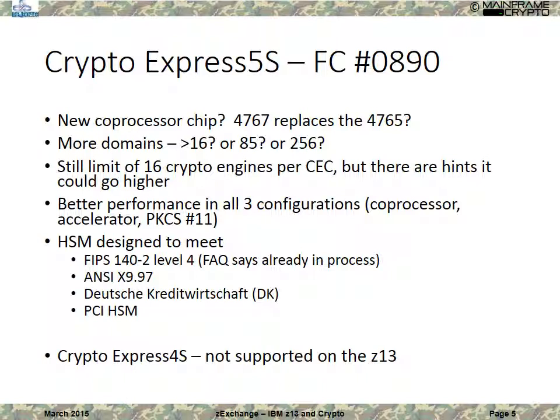But that 4767 nomenclature kind of indicates that there is a new coprocessor chip that's available. The Crypto Express 4S and the Crypto Express 3 before it relied on the 4765 coprocessor, and the crypto cards before that relied on the 4764 coprocessor. So it appears that the Crypto Express does in fact have a new chip on it, this 4767 chip. You probably don't really care about it.